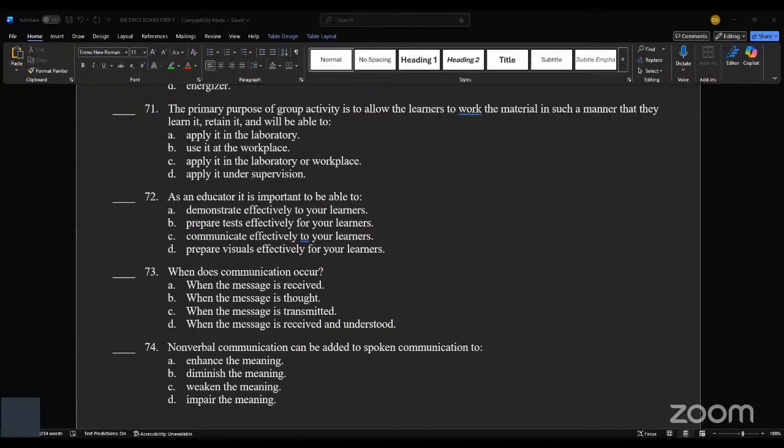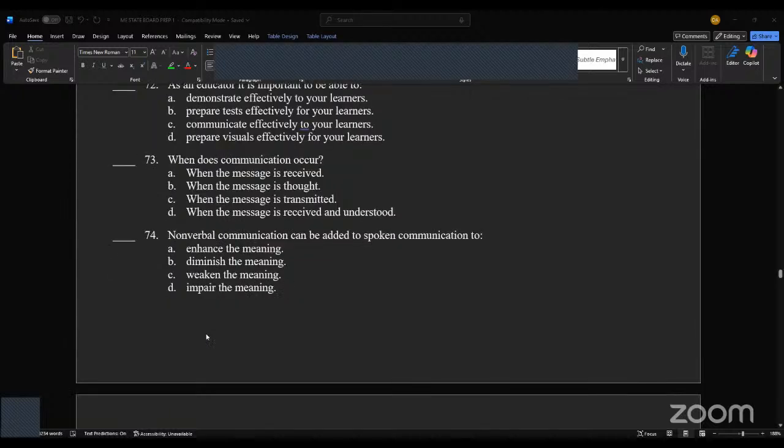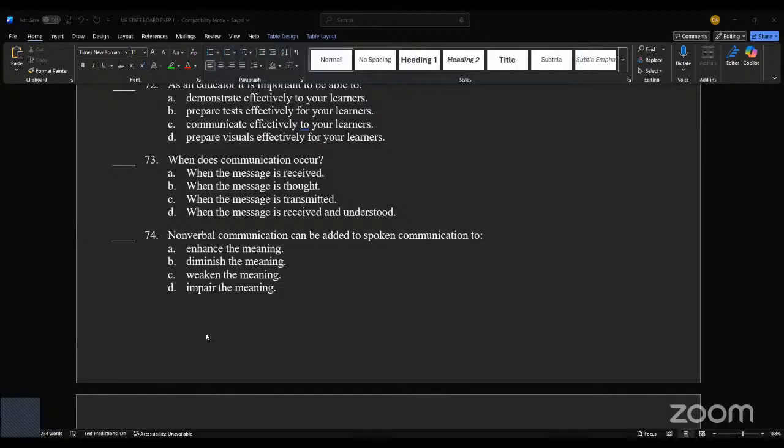Okay? 74, nonverbal communication can be added to spoken communication too. It enhances the meaning, diminish the meaning, weaken the meaning, or impair the meaning. Okay? Nonverbal communication, which is something you may be doing with your arms or something you may be doing with your hands, body movement, facial expression.